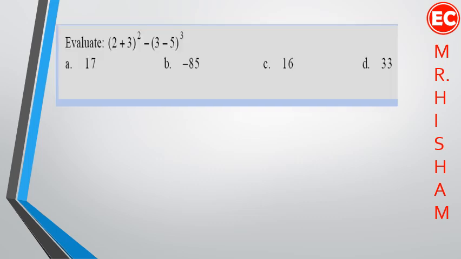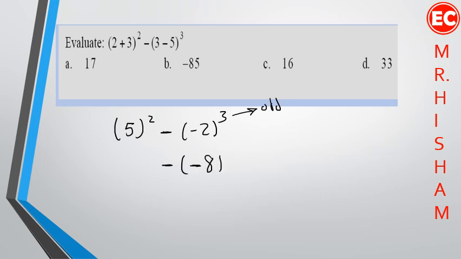Question 21. 2 plus 3 to the power of 2, which is 5 to the power of 2, minus 3 minus 5 is negative 2 to the power of 3. Notice here the power is odd, so the power is odd is keeping the negative. So it's negative 8. And 5 power 2 is 25. Negative multiply negative is positive. So it's 25 plus 8, which is equal to 33. So the answer is D.